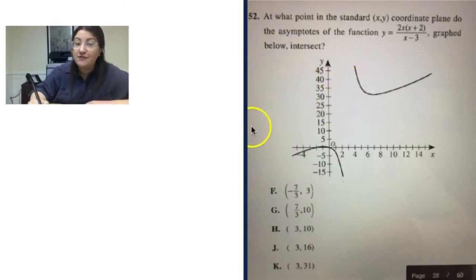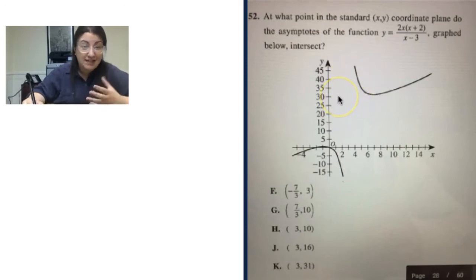We're going to start with problem 52, which asks us at what point the asymptotes of this function actually intersect. So this is actually a fairly difficult problem, but you could also kind of eyeball it if you know a thing or two about asymptotes.